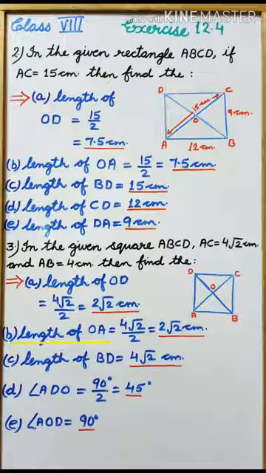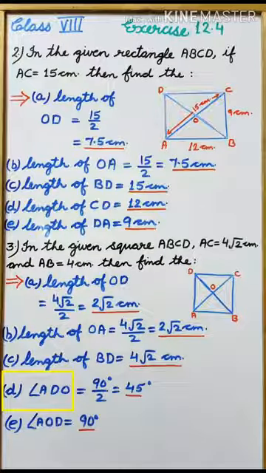(b) is length of OA. With the same reason, length of OA will be 2 under root 2 centimeter. (c) is length of BD. Length of BD is 4 under root 2 centimeter because diagonals are equal in length.